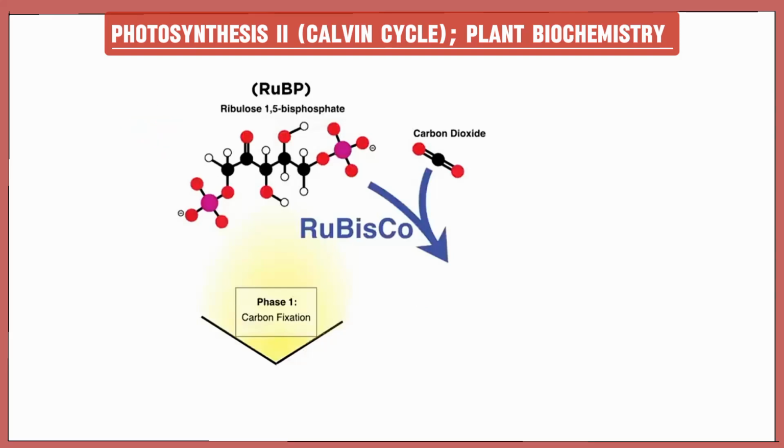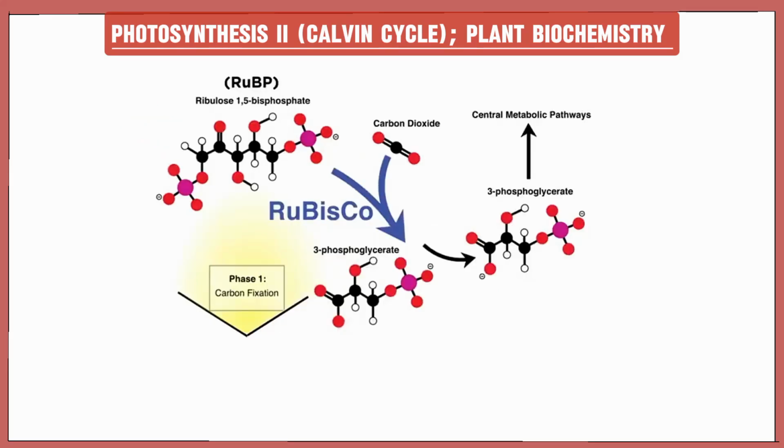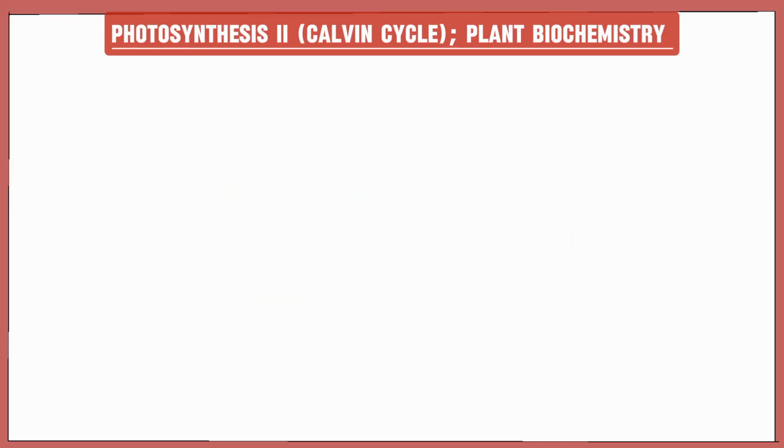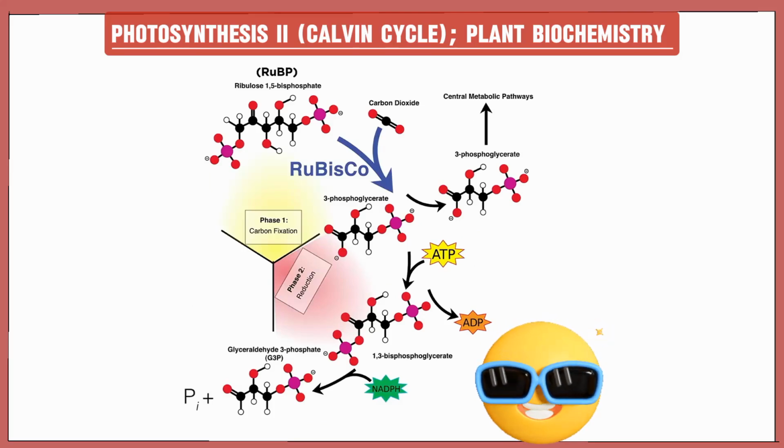Now, they form a 6-carbon atom which is unstable. Now, this 6-carbon atom that is unstable is now split into 2 phosphoglycerates. Then the phase 2 stage of the Calvin cycle is phosphorylation and reduction.